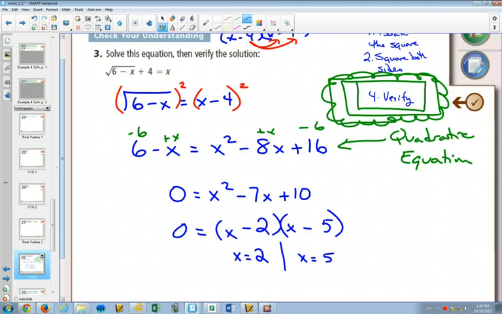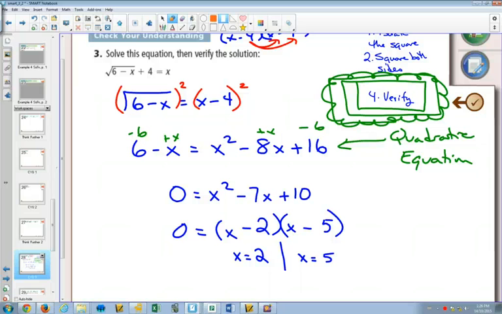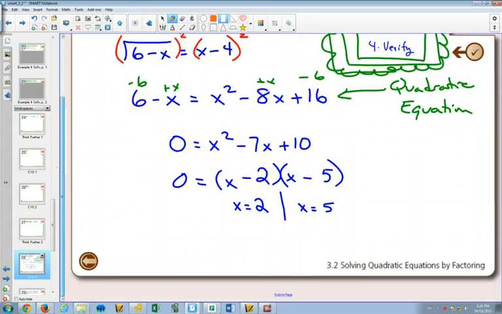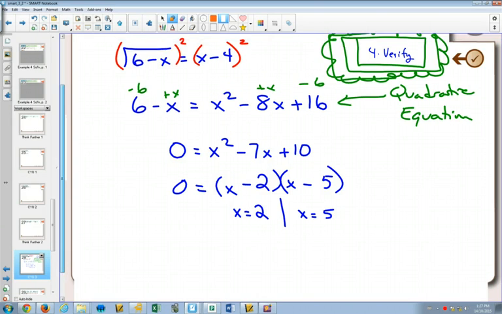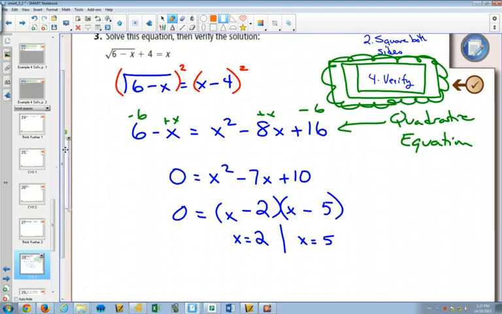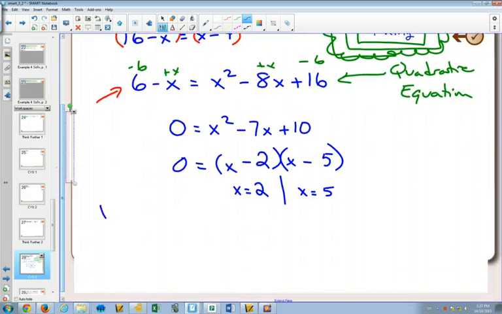So we're going to have to check both of these. What I'm going to do here at the bottom is check. You always have to verify radical equations. You don't have to verify quadratic equations, and if the question had just started here, both those answers would be right. But because our question started up here as a square root equation, a radical equation, we do have to verify. So we're going to verify x equals 2 first.